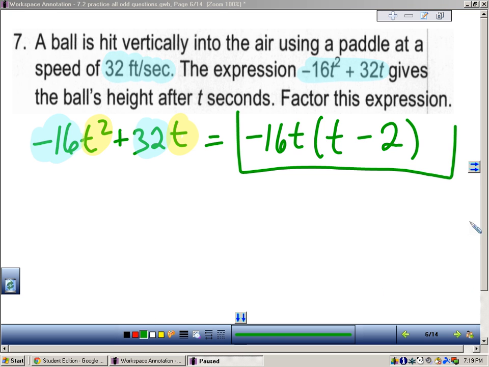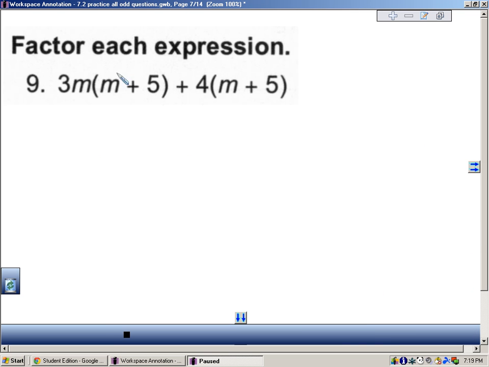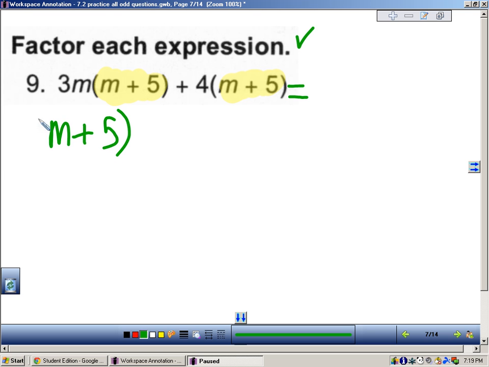Moving on. Halfway done. Factor this expression, number 9. Just leads us right to this first term and the second term. And the quantity m plus 5 is a common factor. So let's factor that. What remains is 3m plus 4.